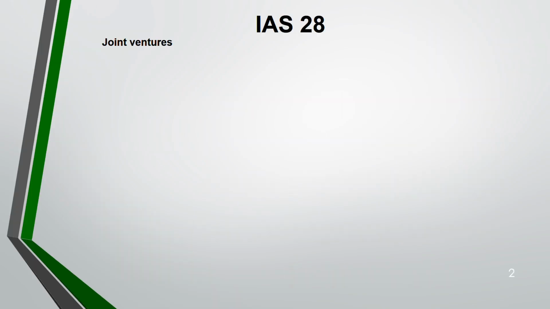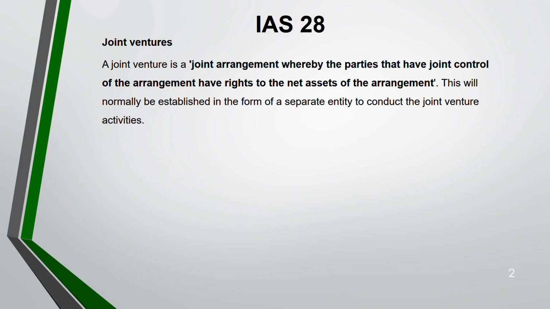So under IAS 28, let us first understand what a joint venture is. You have to understand 2 things: one, joint venture and one, associates. Because IAS 28 is going to deal with both of them, but the way you measure them is the same. Okay. A joint venture is where you have a joint arrangement where the parties have joint control over the arrangement. Okay, so they have the right to the net assets of the arrangement. This will normally be established in the form of a separate entity to conduct the joint venture activities.